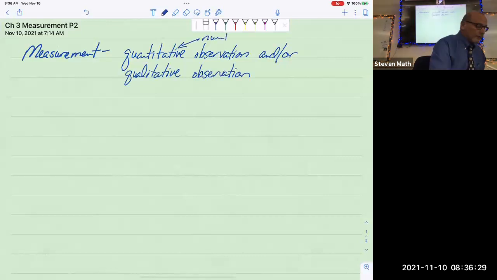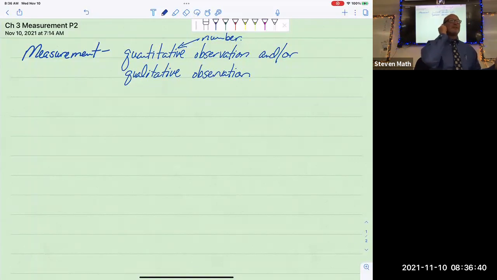Quantitative is just going to be a number. We're going to measure things in terms of grams, mils. For the most part, that's what we measure in here. Grams and milliliters. That's about it for the most part.